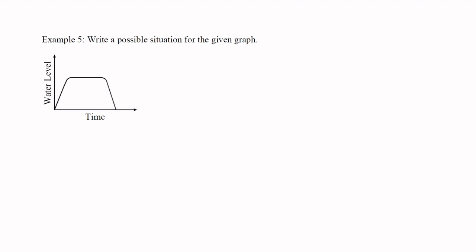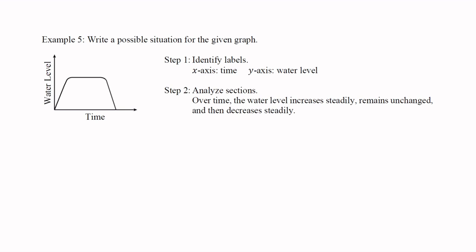So in example 5, we're going to write a possible situation for the given graph. Here we have an increasing graph, then it stays constant, and then it decreases over time. And what's increasing and decreasing and staying the same is the water level. So first, we're going to identify the labels. The x-axis is time, and the y-axis is your water level. Then we're going to analyze the sections. So over time, the water level increases steadily, remains unchanged, then decreases steadily.